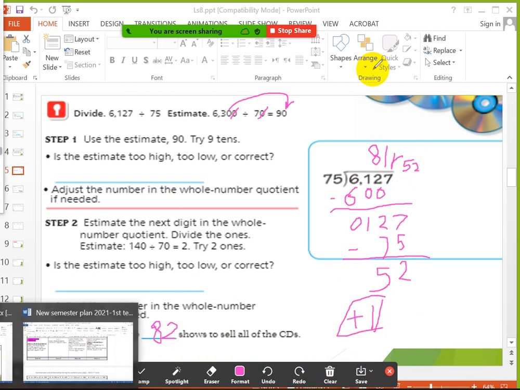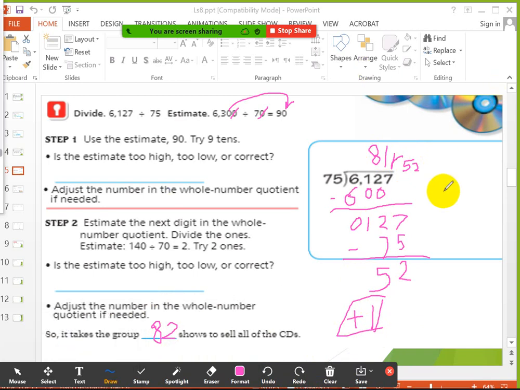Okay, girls? So the band here must do 82 shows to sell all the CDs, because of the number of CDs left here, 52. Let's understand here the relationship between the quotient and the estimation. So look, the estimation is what? Is it higher or lower than the quotient? High or low?